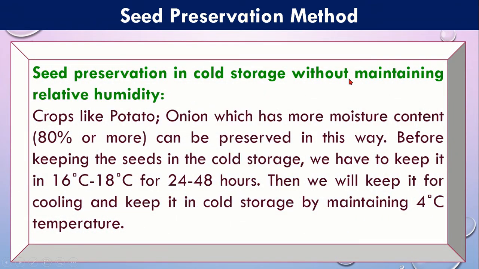Seed preservation in cold storage without maintaining relative humidity. This is the modern method. Crops like potato and onion, with moisture content of 80%, can be preserved in this way. Before keeping the seeds in the cold storage, we have to keep them at 16 to 18 degrees Celsius for 24 to 48 hours. Then we keep them for cooling and put them in cold storage, maintaining 4 degrees Celsius temperature. In our country, we have some cold storages for preserving potato and onion.